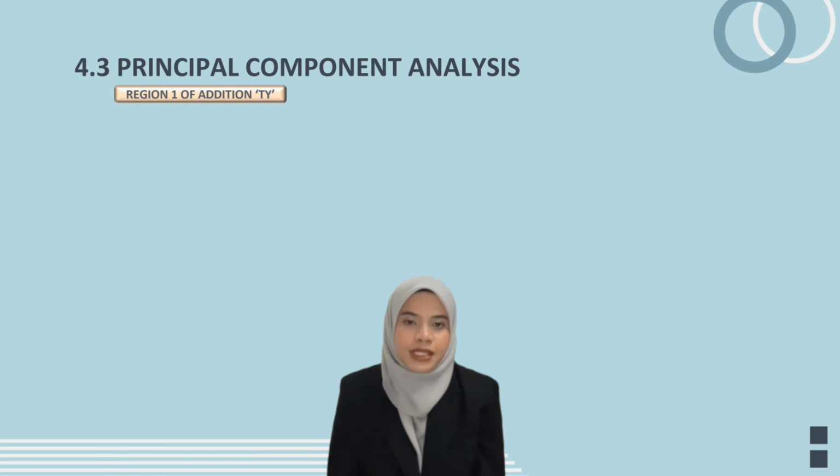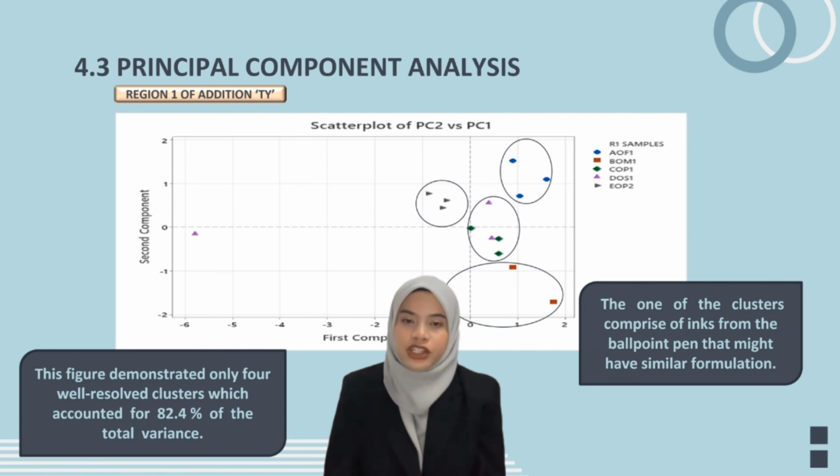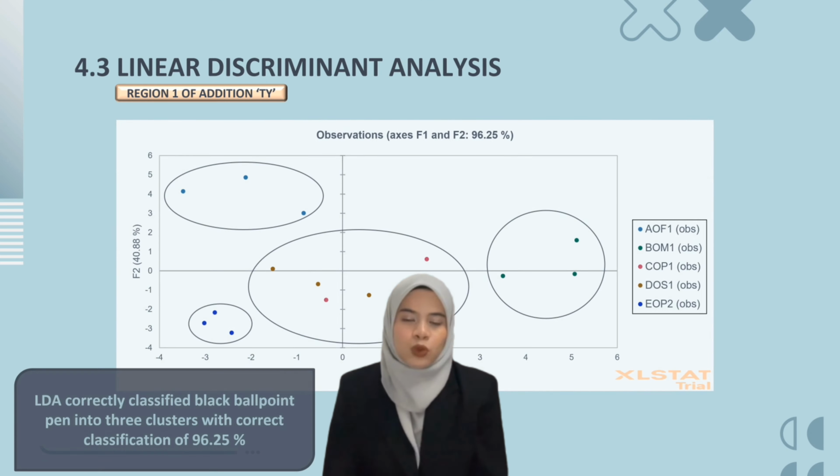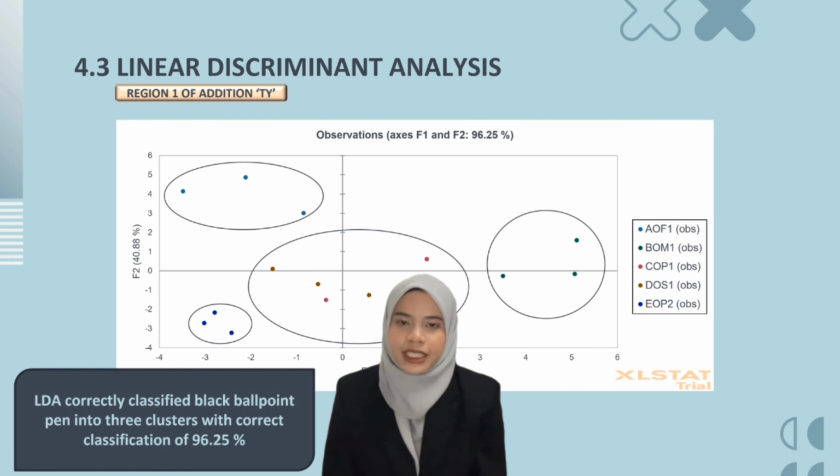The first result of PCA is the result of origin ink on region 1 edition of TY. From the scatter plot, only 4 well-resolved clusters were observed, which accounted for 82.4% of the total variance in the dataset. However, only 3 clusters show good discrimination of the origin ink. The other clusters may comprise ink from black ballpoint pens with a similar formulation. For the LDA, the cross-validation percentage was reported as 96.25% correct classification of pen samples, which can be observed on the scatter plot. Only 4 clusters successfully discriminated 3 ink pen samples.